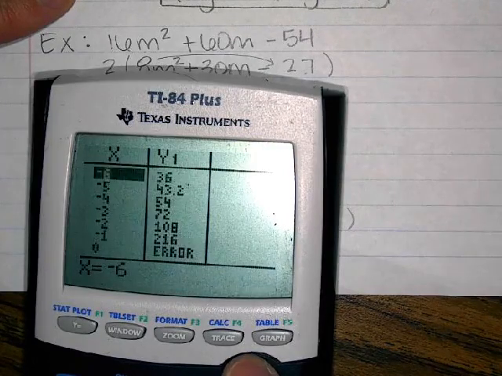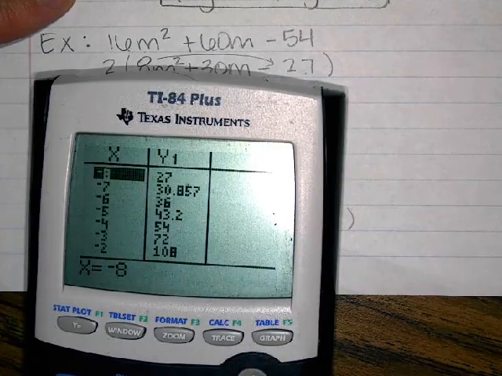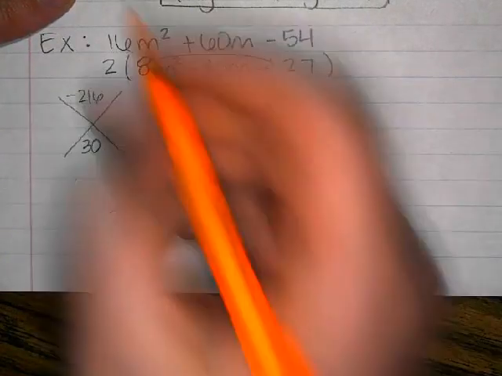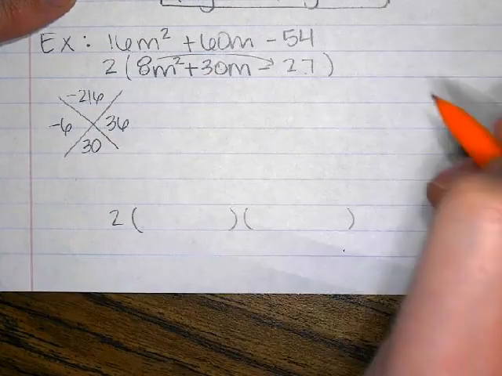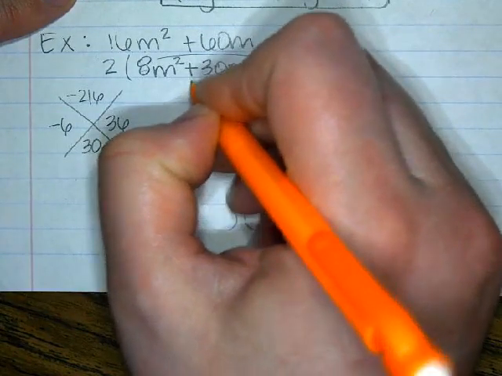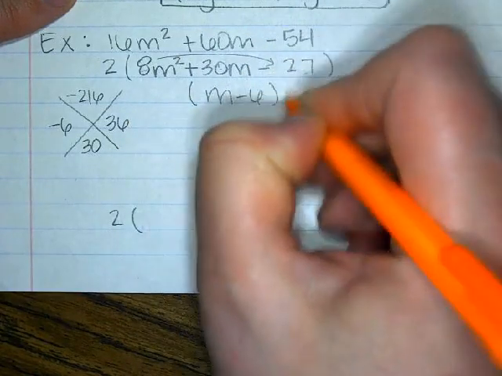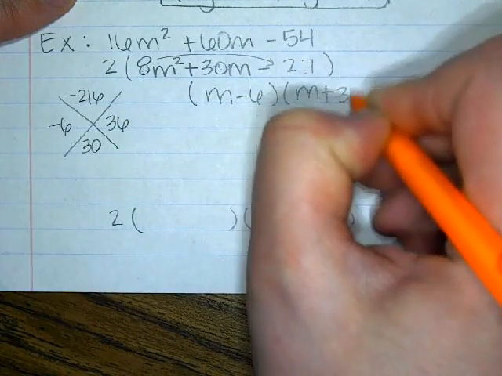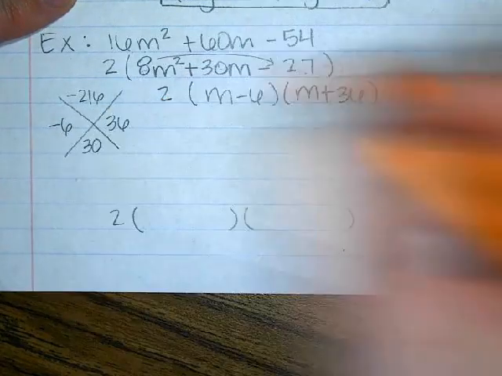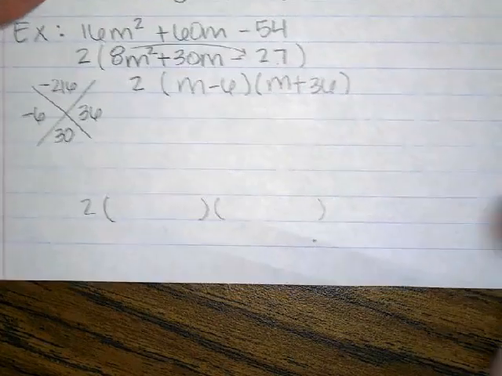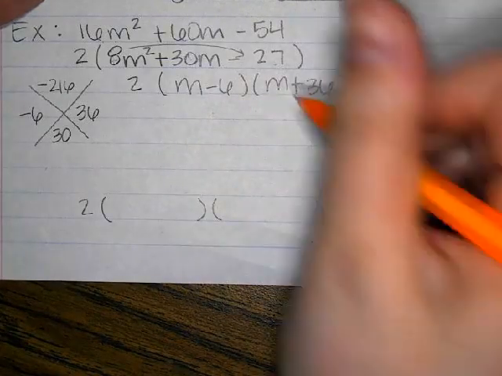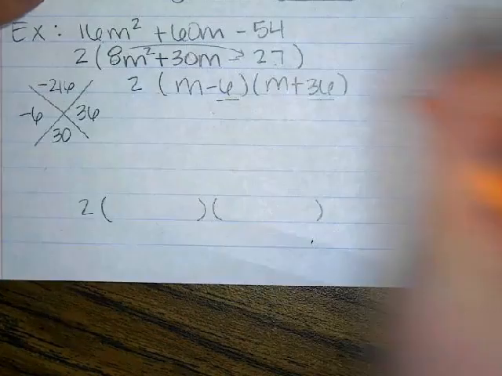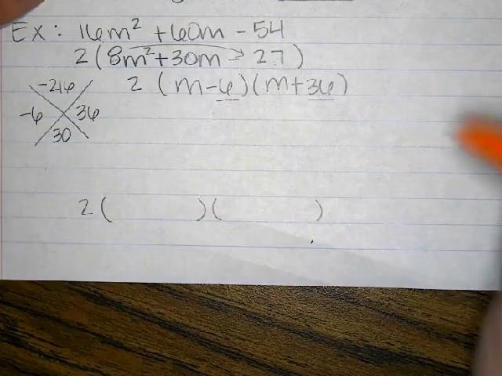Negative 6 and 36. Okay, so we have m minus 6, m plus 36. I'm going to keep that 2 in the front. So we have our parentheses, and then what should we do? Divide by, what number did we slide? We slid an 8, so we always divide by the number that we slid, not necessarily what number's in front. So the number we slid was an 8, so I'm going to divide by an 8.